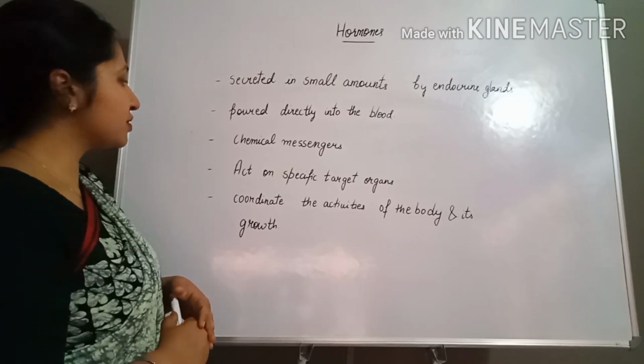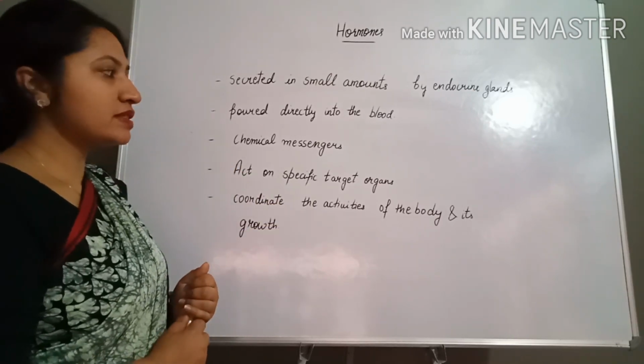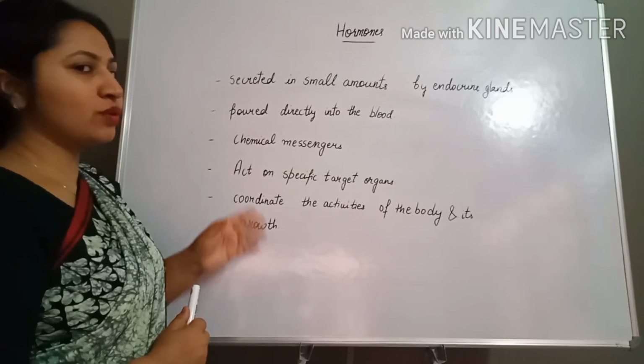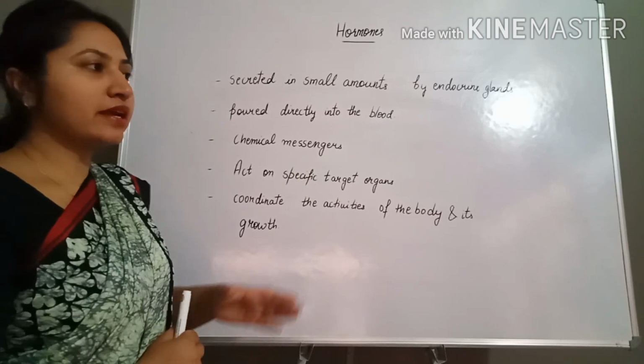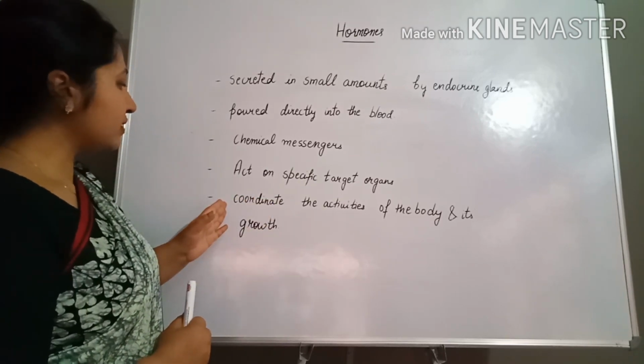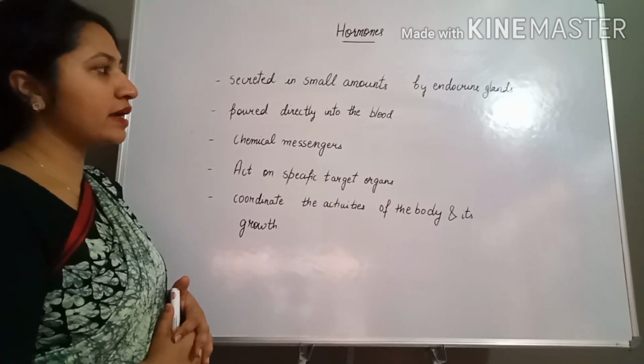Now the next characteristic is that hormones act as chemical messengers, as they are chemical substances. They act on a specific target organ, meaning they are produced by the endocrine glands, but their target organ where they have to show their action is very specific. Next, they are responsible for coordinating the activities of the body and its growth.